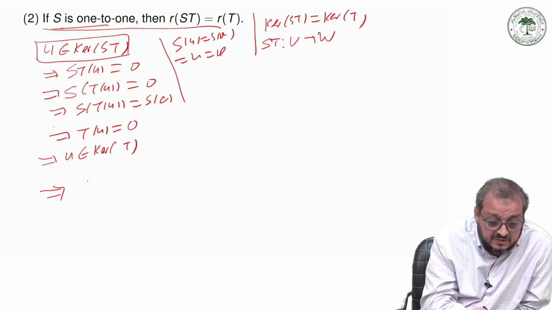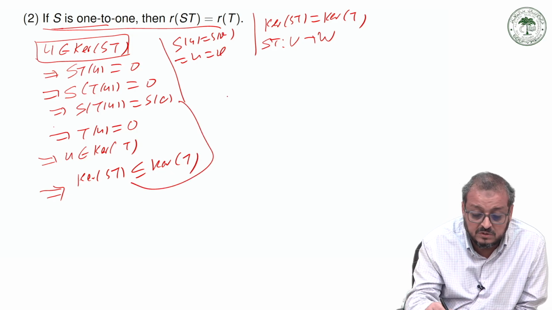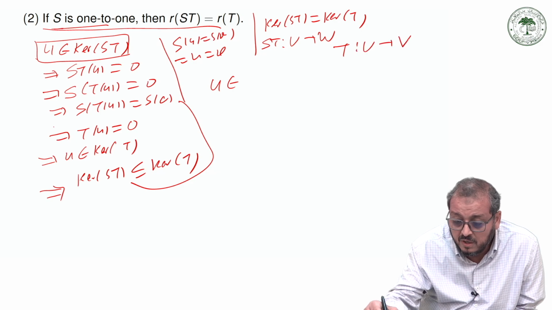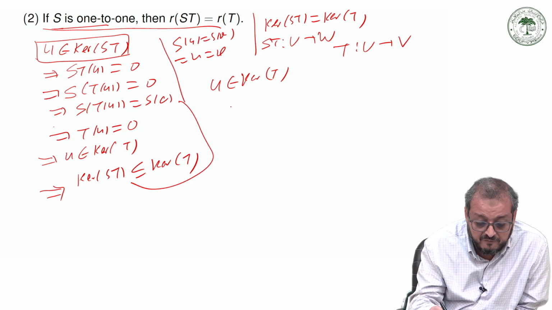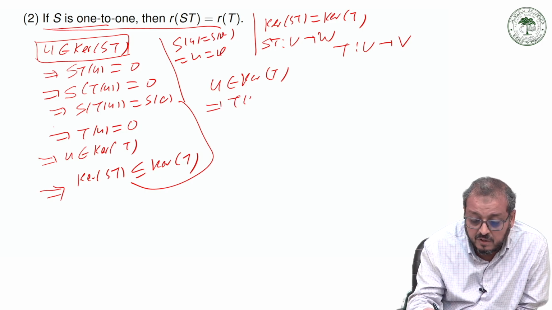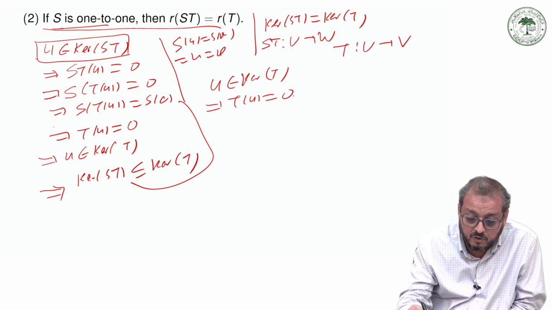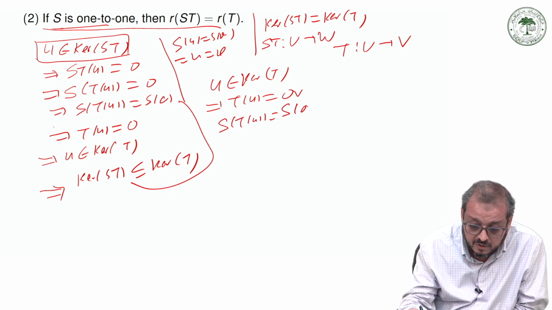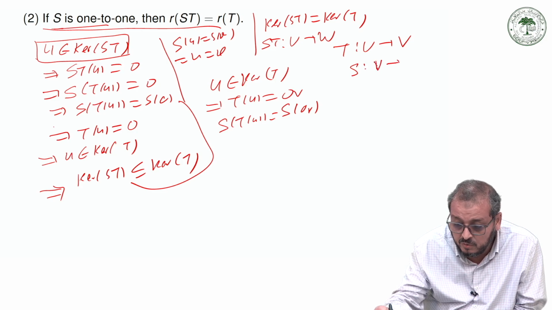So, this implies that we can say that the kernel of ST contains the kernel of T. Now, in a similar fashion, we can use: if u is an element, because T is mapped from U to V, so u is an element of the kernel of T, then this implies that T of u is equal to 0, and now if T of u is equal to 0 of V, we can say that S of T of u is equal to S of 0 of V, and S is mapped from V to W.